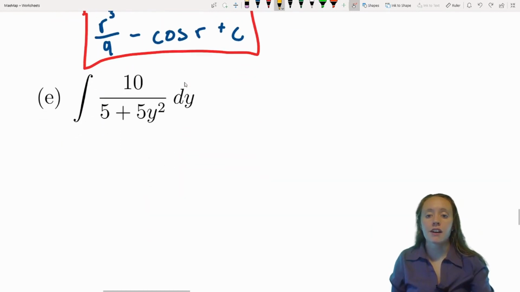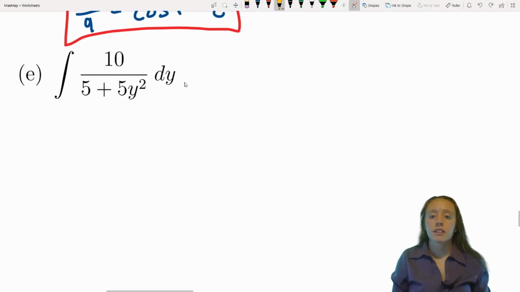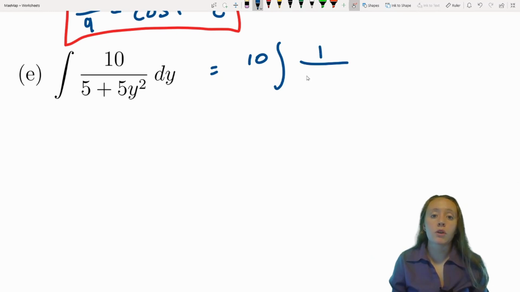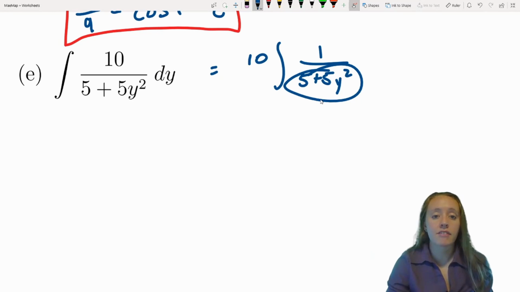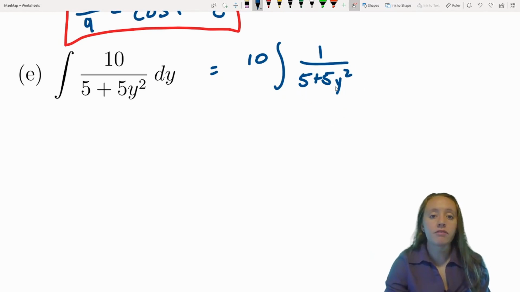Let's move on to E, our second to last example problem. 10 over 5 plus 5y squared. This looks a little difficult, but first we're integrating with respect to y, and we have some common terms we can pull out. For example, we can pull this 10 out in front, and then we'll be left with 1 over 5 plus 5y squared. But what else does the denominator have in common with each of those terms? A 5. So not only is it 5 plus 5y squared, but it's 5 times 1 plus y squared.